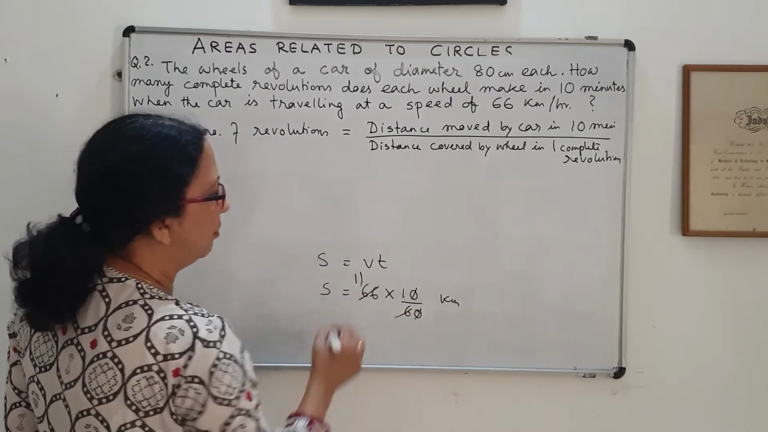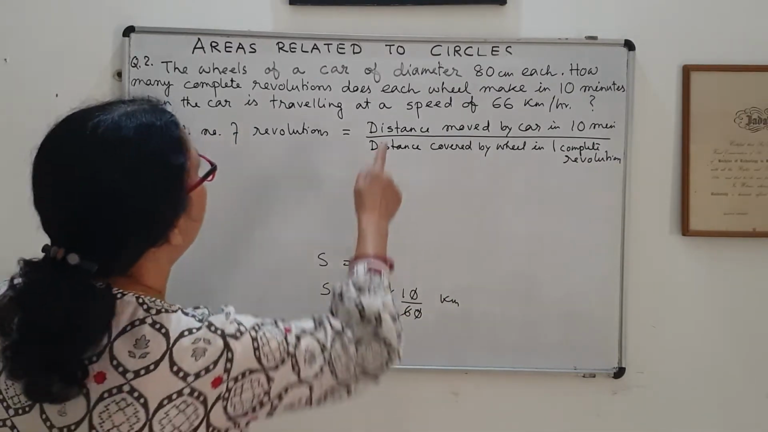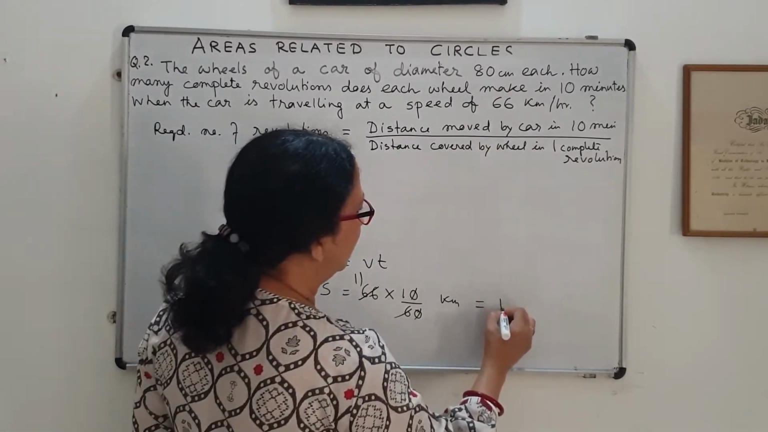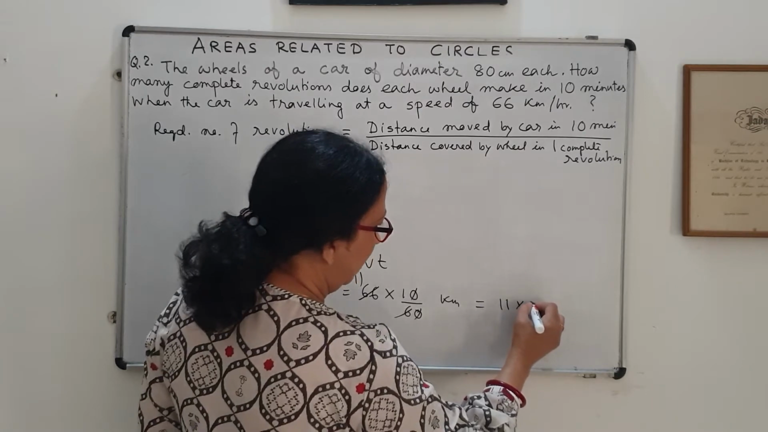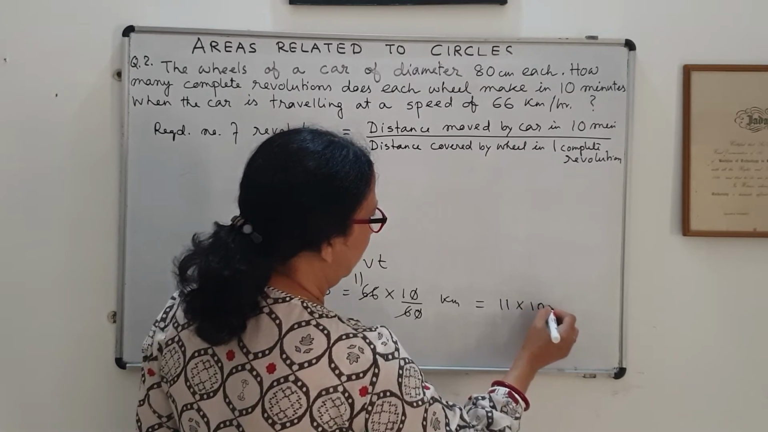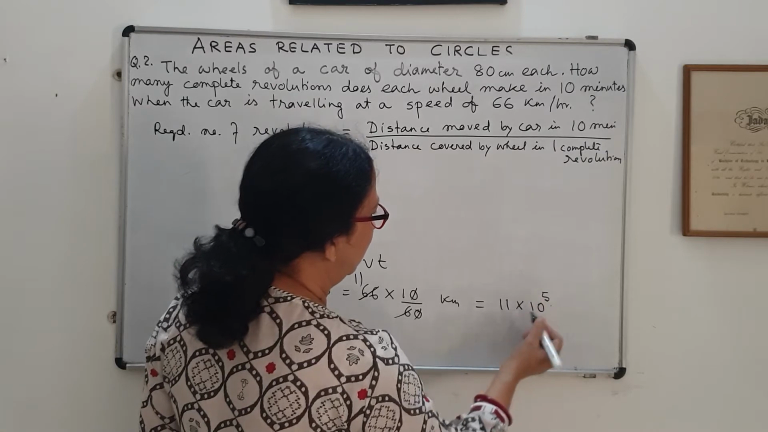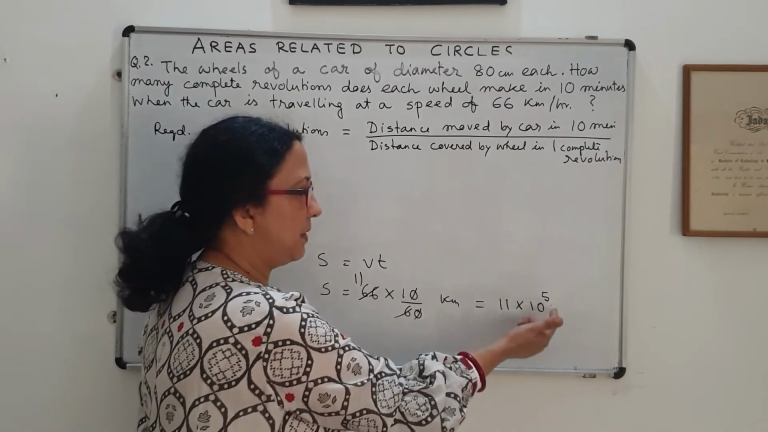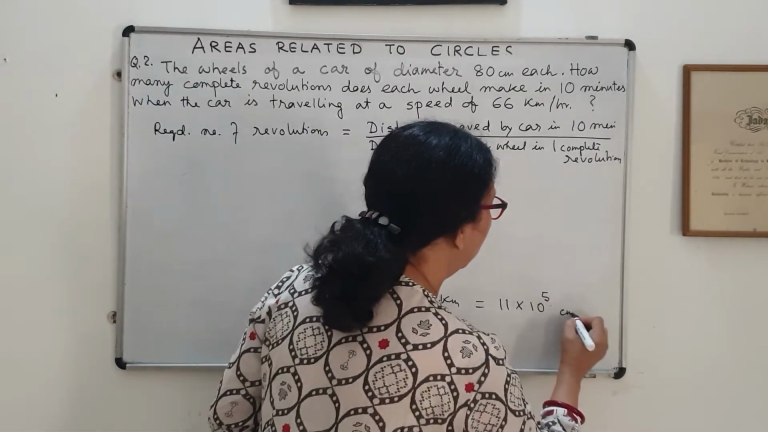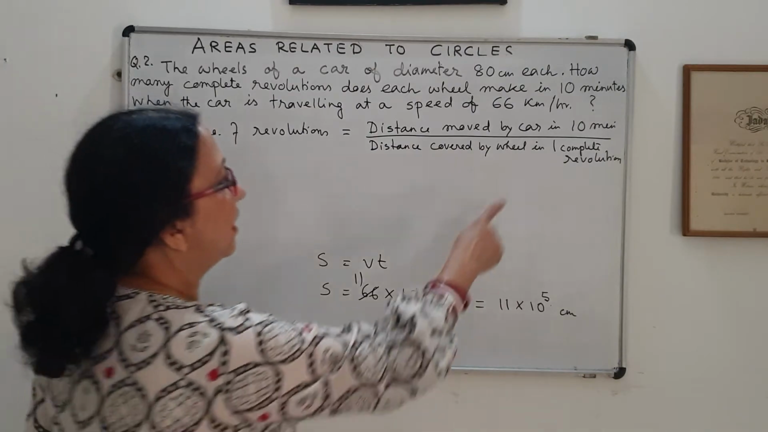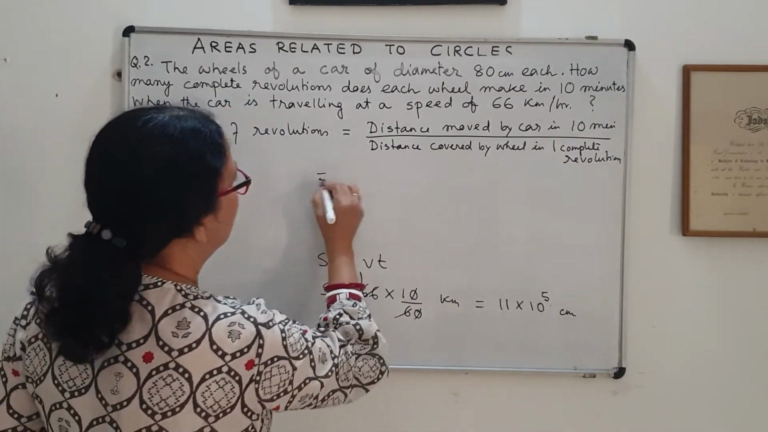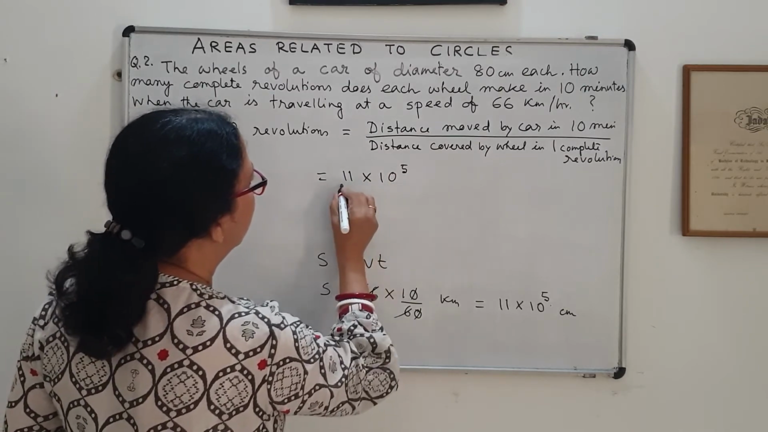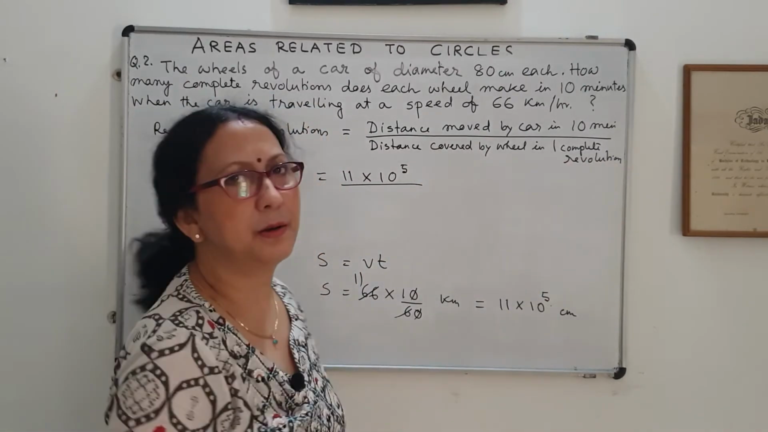So it is 11 kilometer, but the diameter is in centimeter, so let me convert it into centimeter. 11 kilometer will be 11 into 10 to the power 5 centimeter, because multiplying by 1000 gives meter and then by 100 gives centimeter, so 3 plus 2 is 5. So this much is the distance moved by the car in 10 minutes. I write it down here: the distance is 11 into 10 to the power 5. Now the distance covered by the wheel in a complete revolution.